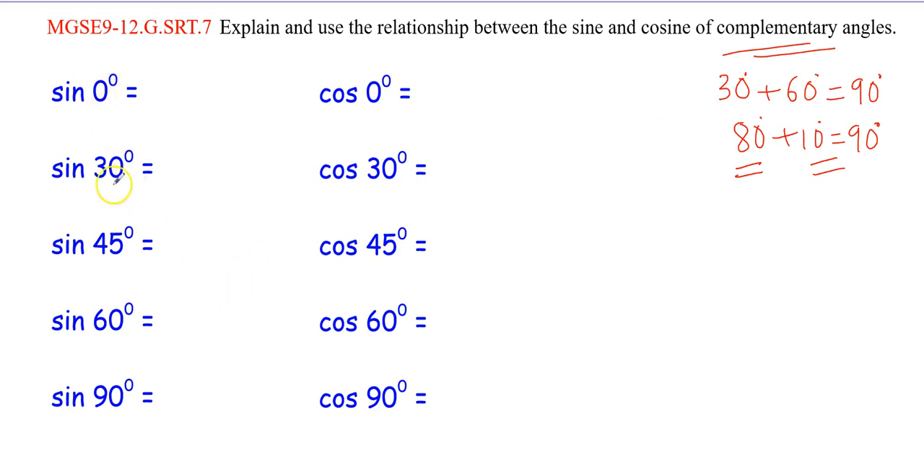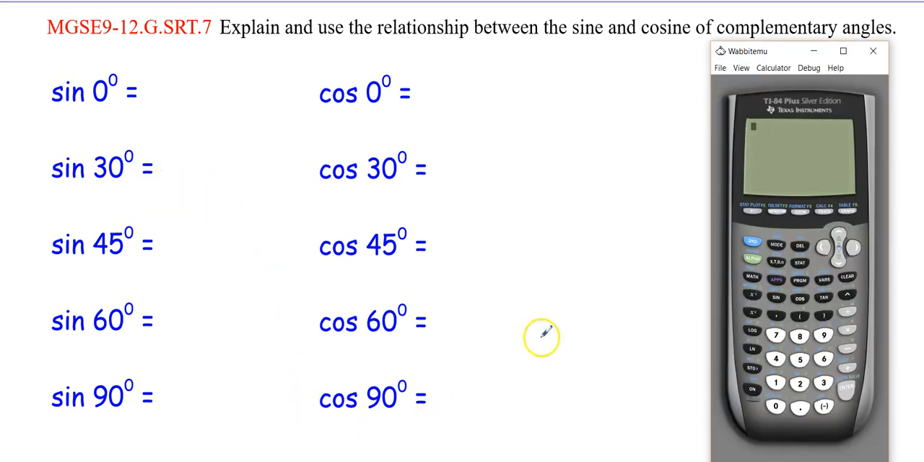Let us write the values of this. Sine 0 degrees is how much, sine 30 degrees is how much? Let us make use of a calculator and find its values. The first thing I have here, sine 0 is equal to 0. Sine 30 is 0.5. Sine 45 is equal to 0.7071.